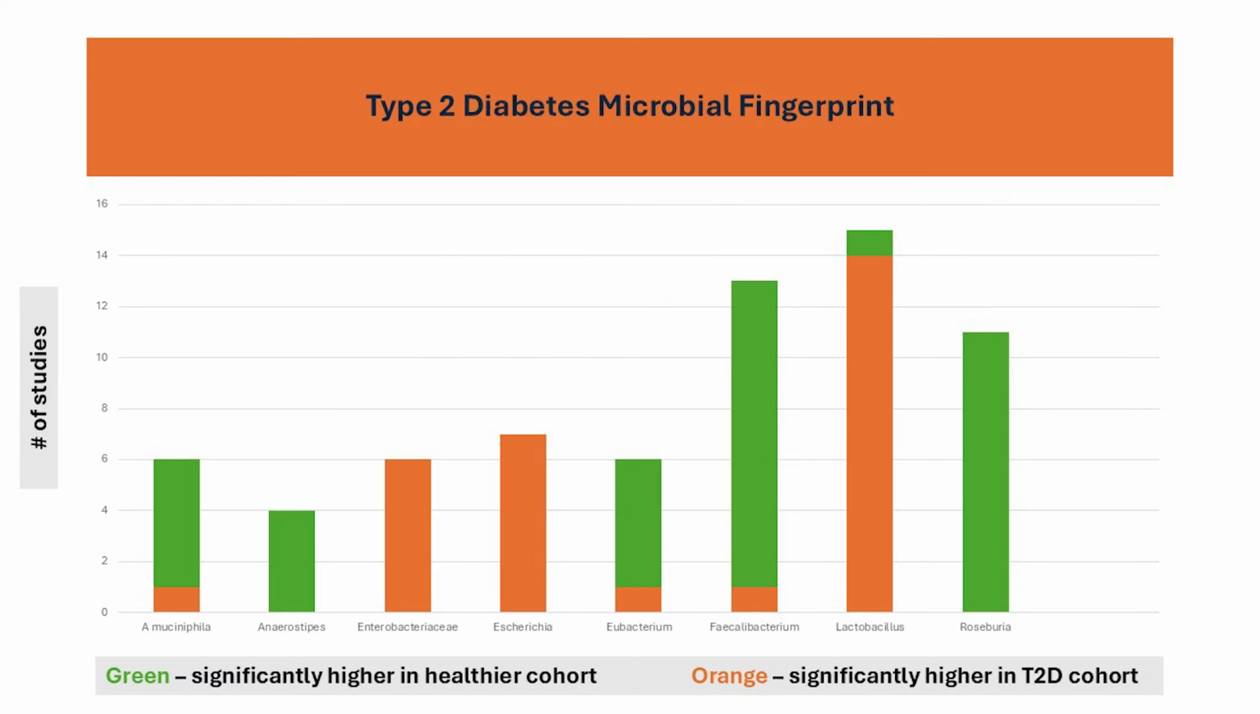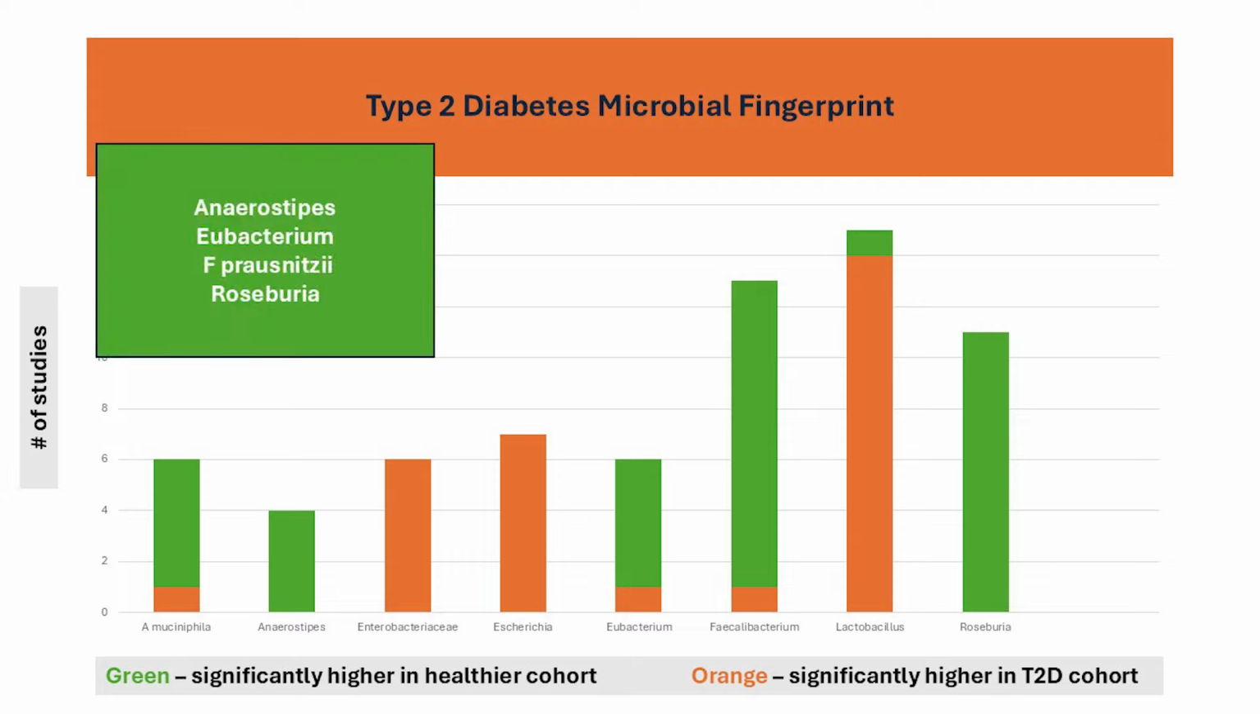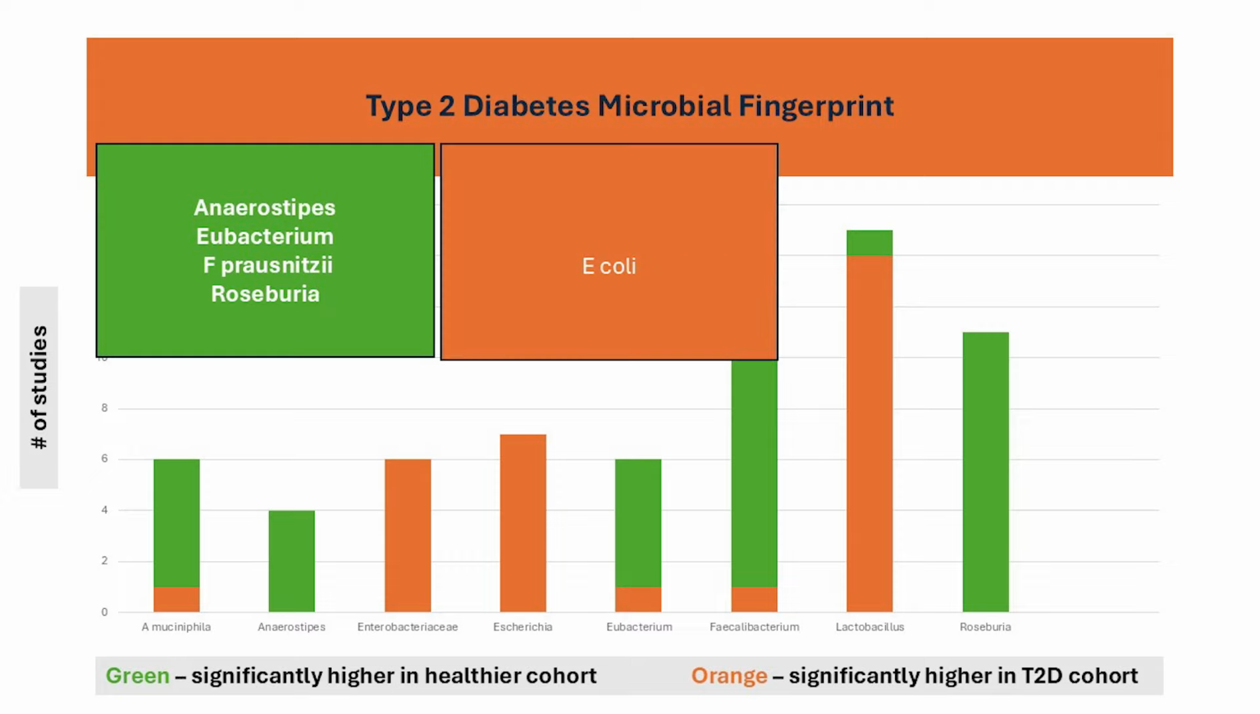When we look at the microbial fingerprint for type 2 diabetes, we see the same themes in general. Our butyrate-producing health promoters, such as Anaerostipes, Eubacterium, F. prausnitzii, and Roseburia, are significantly reduced in the average microbial fingerprint for those with type 2 diabetes, while the classic opportunistic pathogen, E. coli, is significantly increased. And the taxon with the most data points is your so-called probiotic, Lactobacillus, with a horrific data profile.